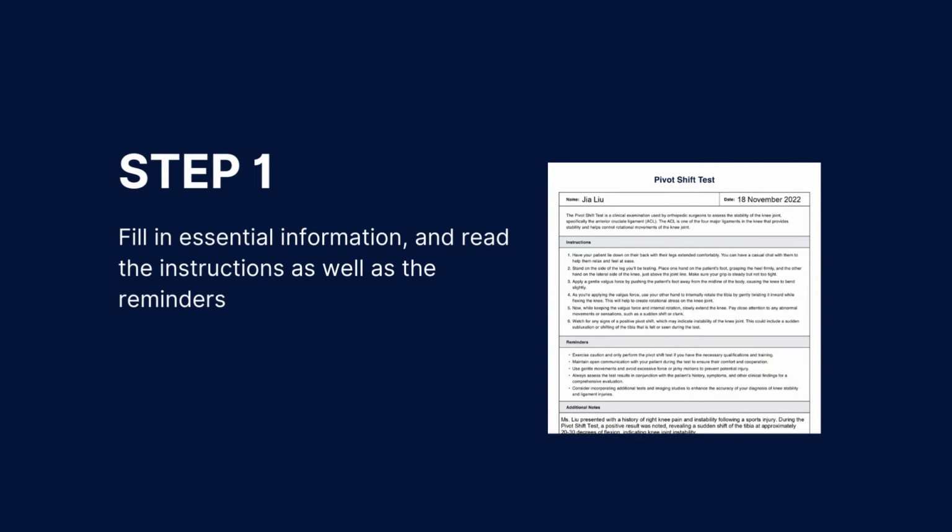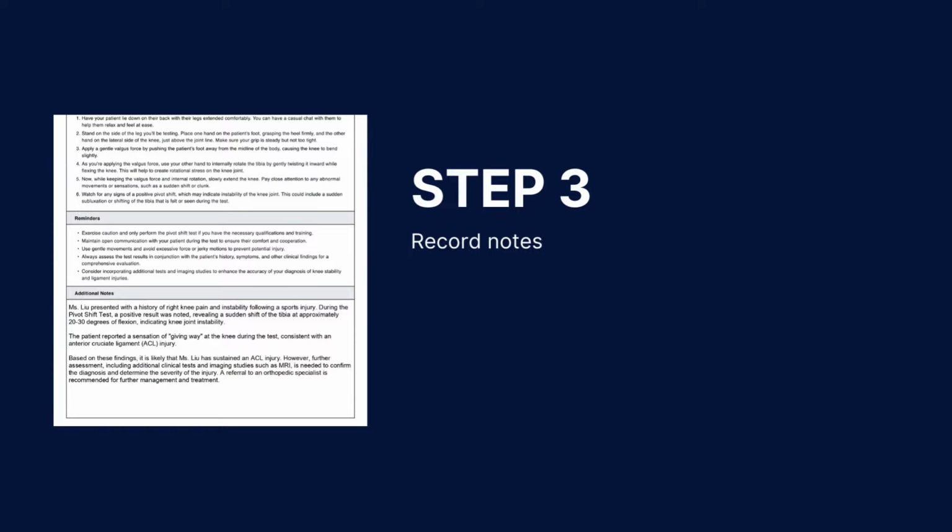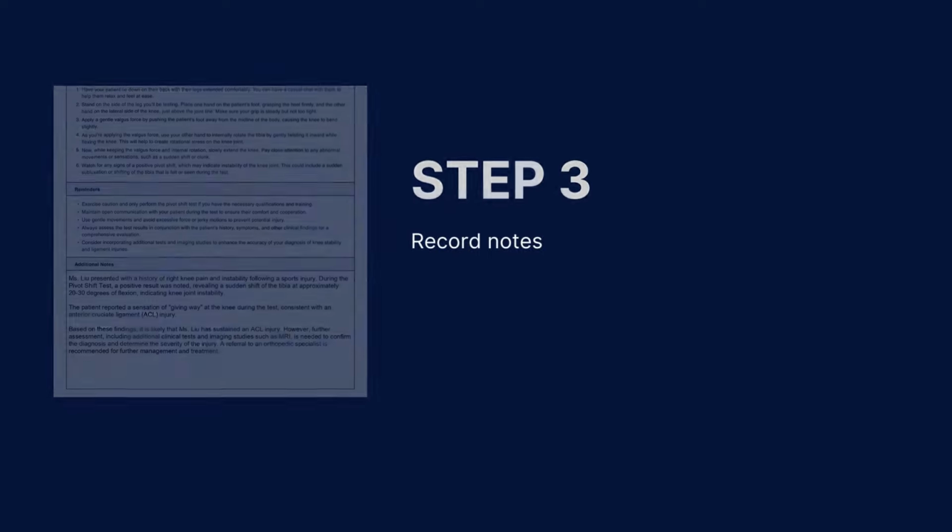Here's how to use the pivot shift test. The first step is to fill in essential information and read the instructions as well as the reminders. The second step is to then conduct the assessment. Finally, you'll then need to record relevant notes to be used within treatment.